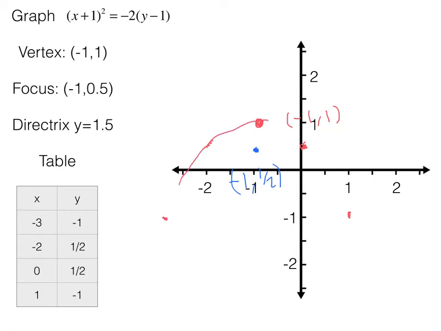Connect the parabola. And then finally, we are going to put the directrix onto our graph, and that's going to be a horizontal line at y equals 1/2.